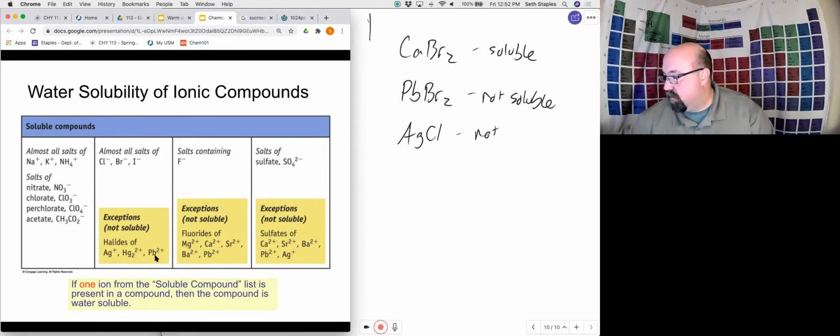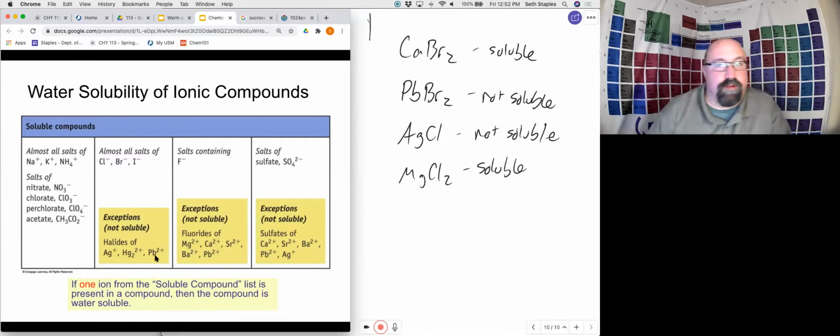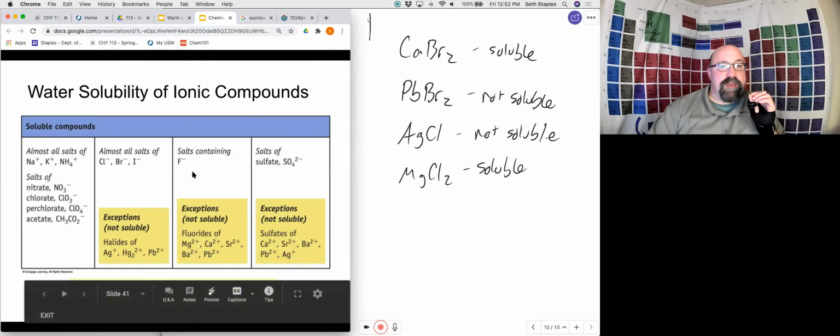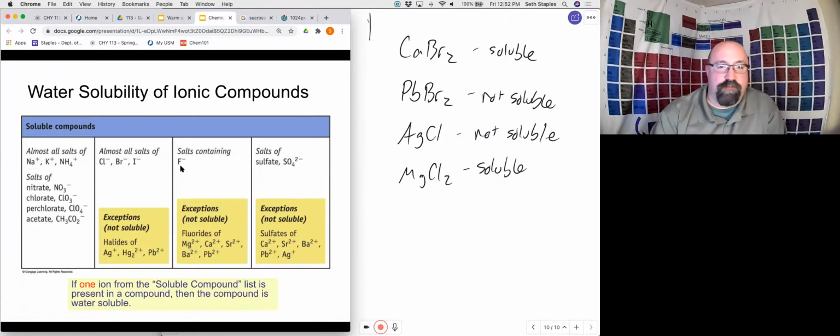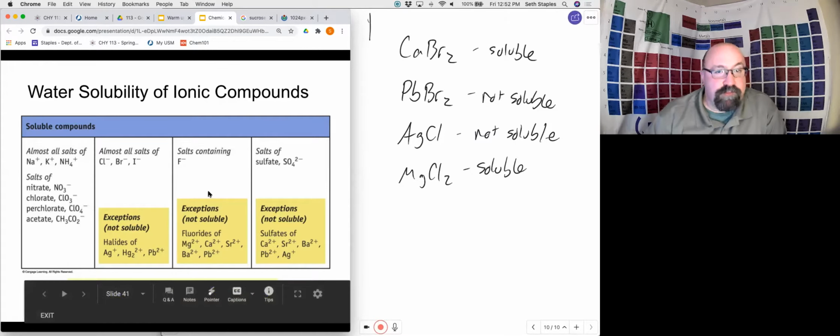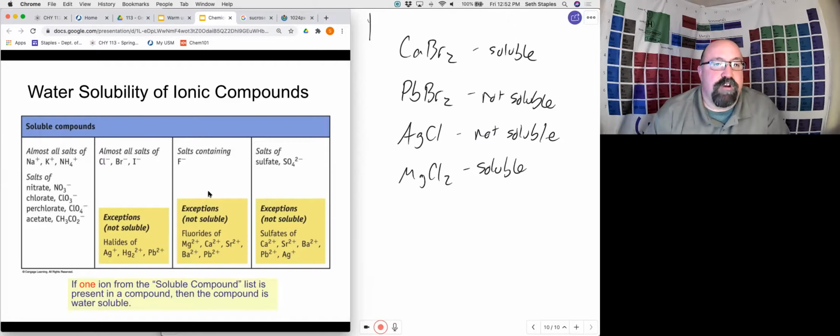Silver chloride is not soluble, because silver is one of those exceptions. Magnesium chloride: magnesium is not one of our exceptions, so it's soluble, and so forth. We would do the same for our list of fluorides, only now we just have a few more exceptions. For fluorides, most salts that have fluorides are soluble, except if your cation is magnesium, calcium, strontium, barium, or lead. So basically, if it's most any of the alkaline earth metals, or lead.